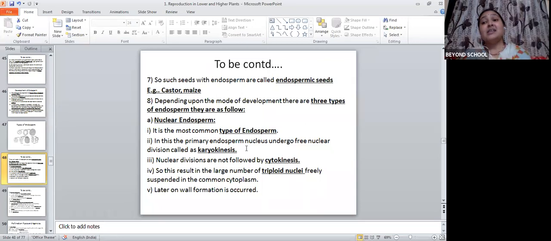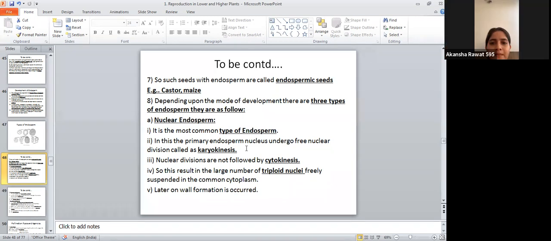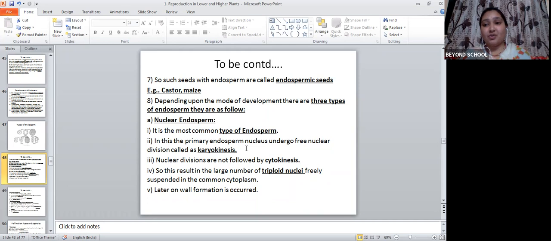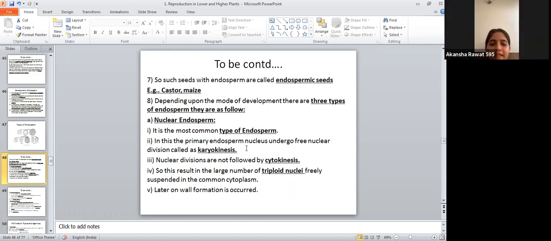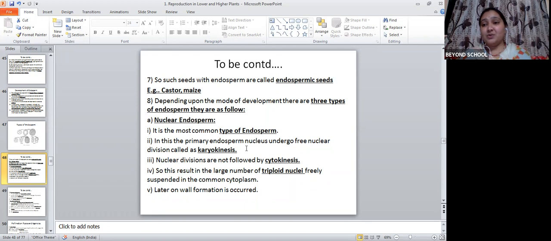Yes. Cytokinesis. In this nuclear division, the cytokinesis is not present. So the nuclear division is not followed by a cytokinesis. Cyto is equal to cell, kinesis is equal to division. Understood.